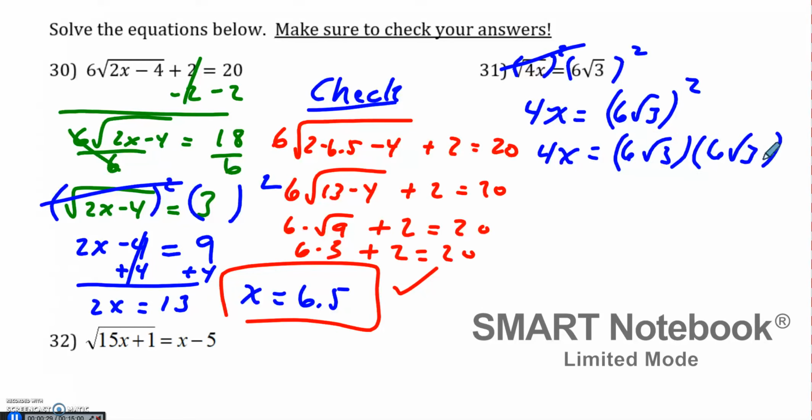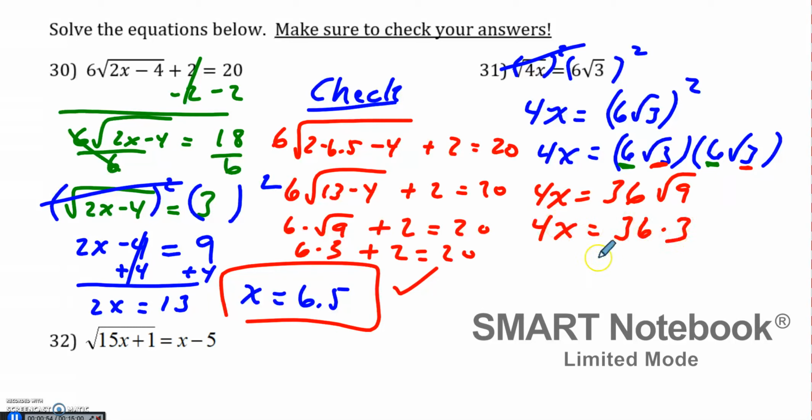Now, a lot of you have been asking in class, is this the same as a distributive property or FOIL? Not technically, because I don't see a plus or minus in here. But what I can do is multiply the terms that are like. I can multiply the 6's and multiply the root 3's. So I'd have 4x equaling 6 times 6, 36. Root 3 times root 3 is root 9, which is really 3. So 4x equals 36 times 3, or 108. So if I take 108 and I divide it by 4, my answer for x, I think, is 27.